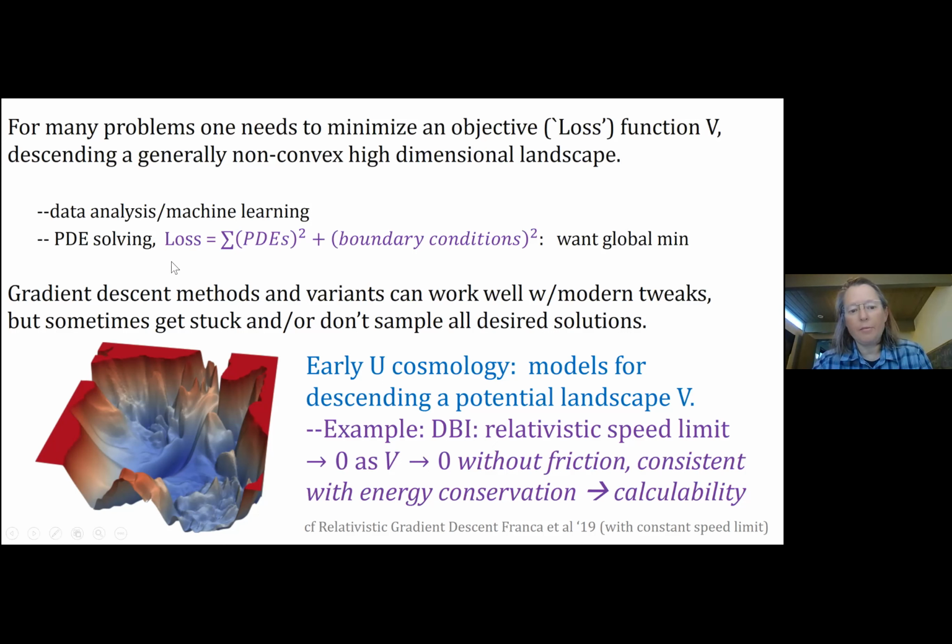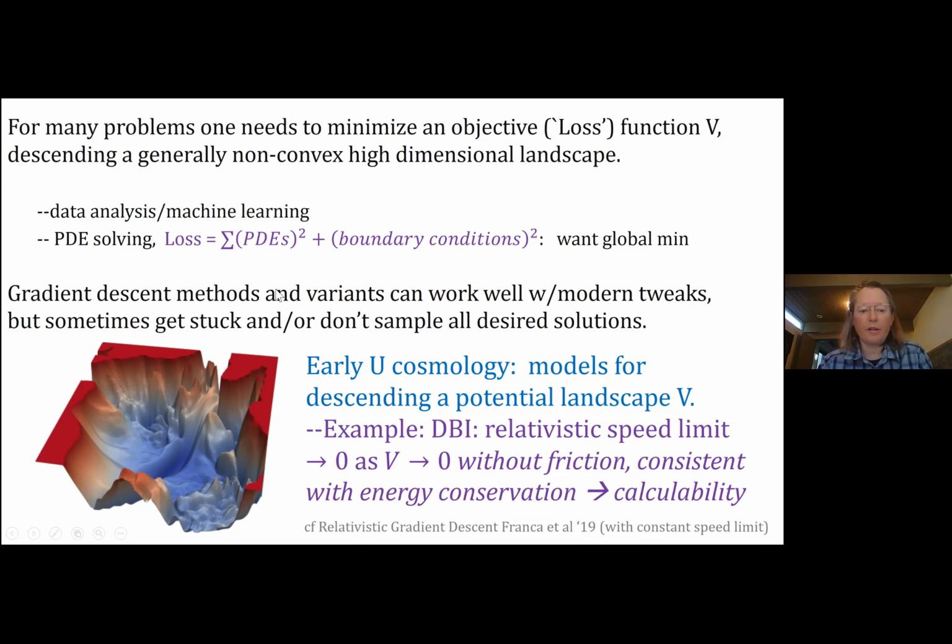And here I'll say a little bit more about this, but the basic idea is to take the loss function to be the sum of the squares of the equations you're trying to solve. So if you get to the bottom of the loss function, you've solved the equations. That includes any boundary conditions for the equations. And if a solution exists, then that is one or more global minima of the loss in that case that you're after.